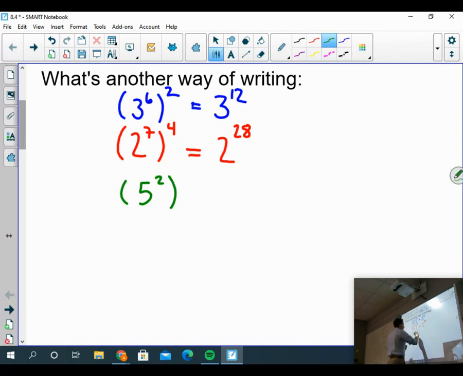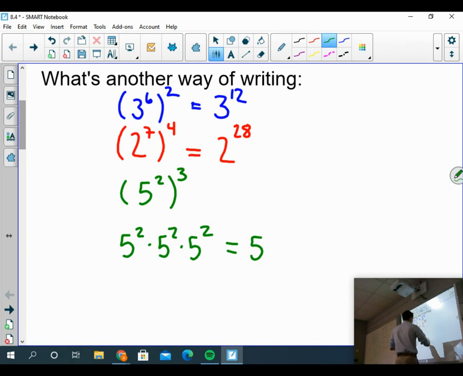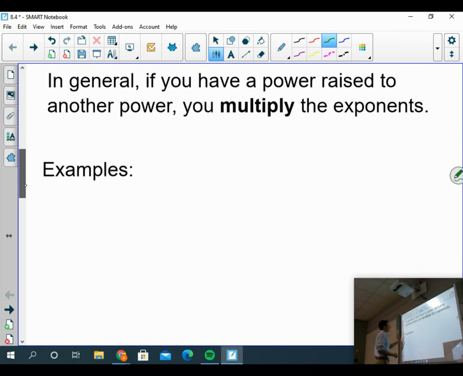5 squared cubed. We know that 5 squared cubed is 5 squared times 5 squared times 5 squared. And by our logic of 8.3, this should be 5 to the 6th. And lo and behold, 2 times 3 is 6. So by some intuition in our knowledge of 8.3, the multiplication property of exponents, and just understanding exponents in general, we can draw the following conclusion.